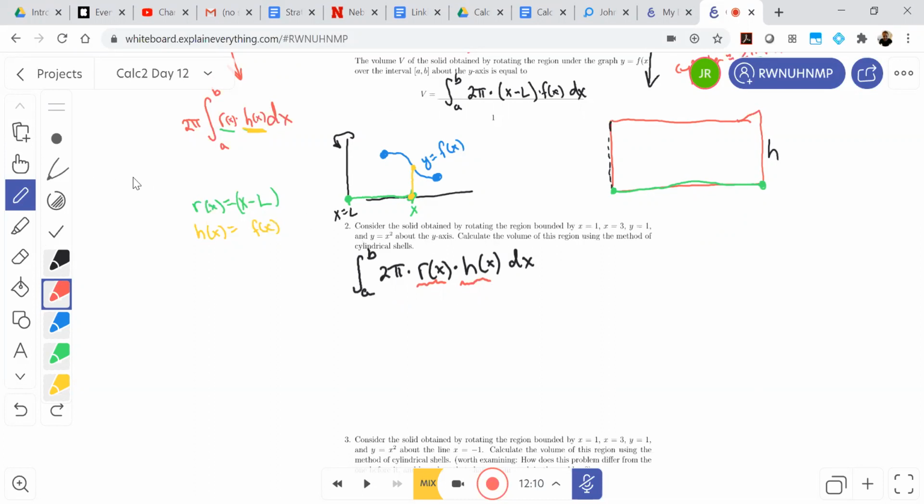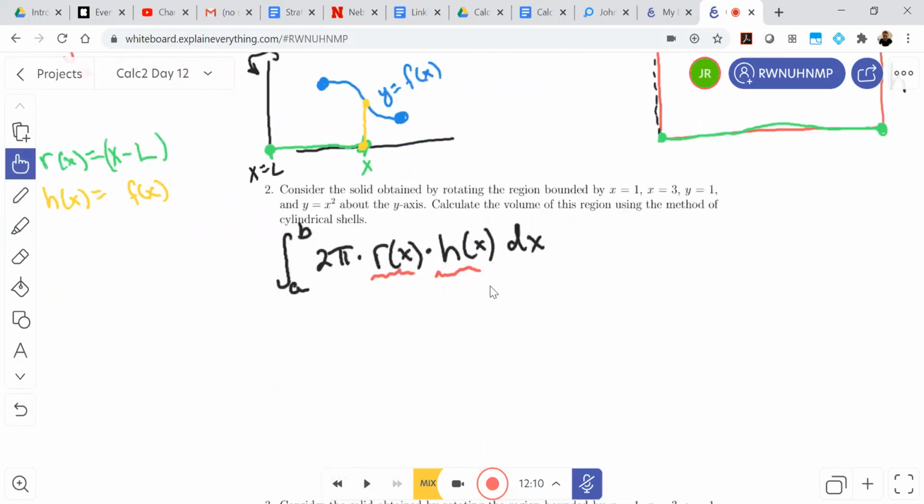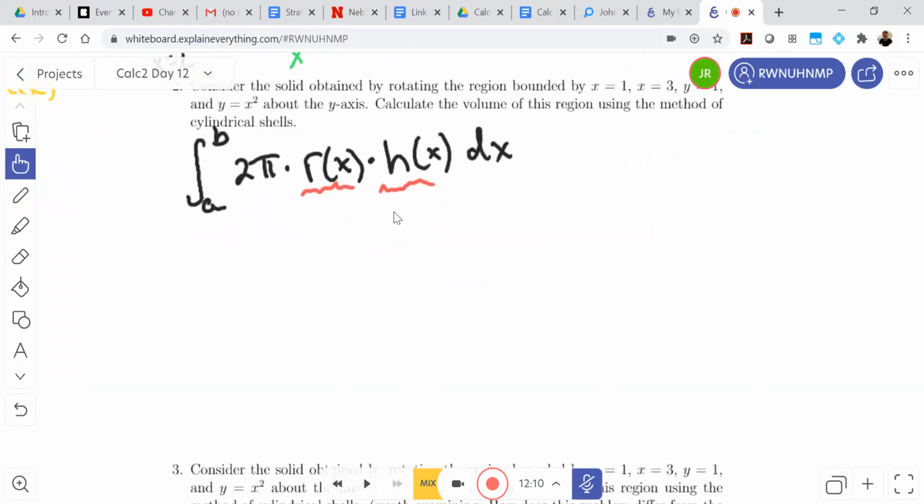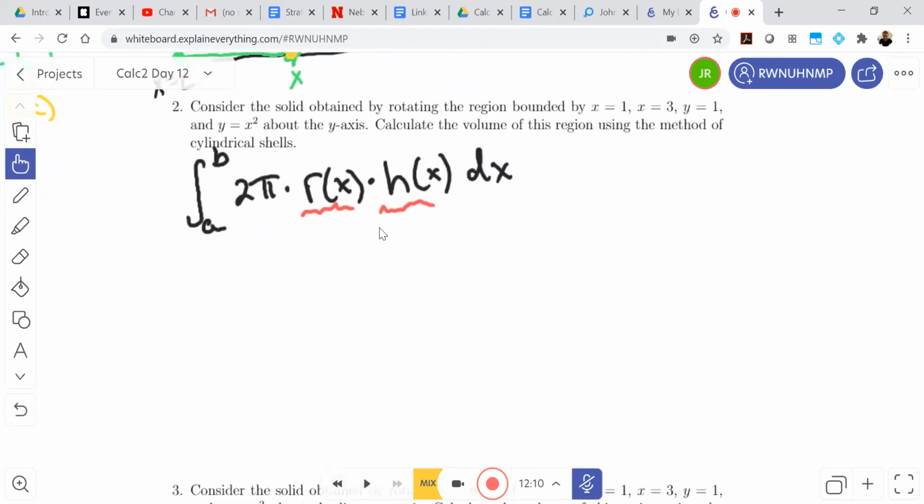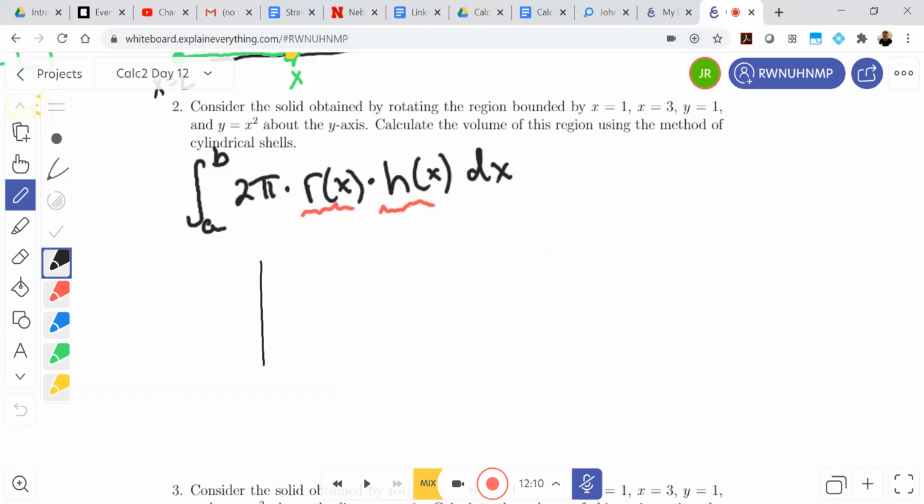So let's start with problem 2. I'm going to zoom in here so we've got some space to work. So consider the solid obtained by rotating the region bounded by these 4 curves about the y-axis. Calculate this volume using cylindrical shells. Let's give this a try. So first step, which we've come to expect at this point, is to draw a picture and figure out what that picture looks like. That will give us some intuition on how to go forward.